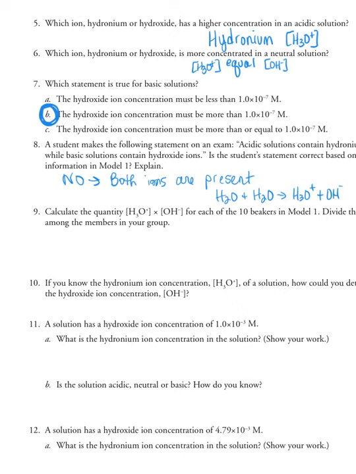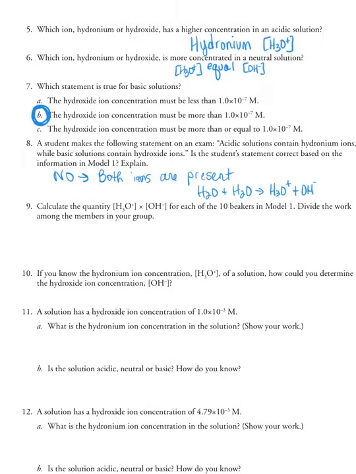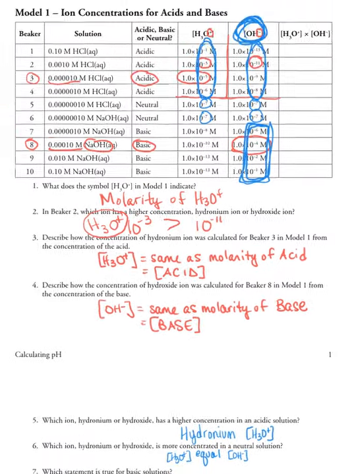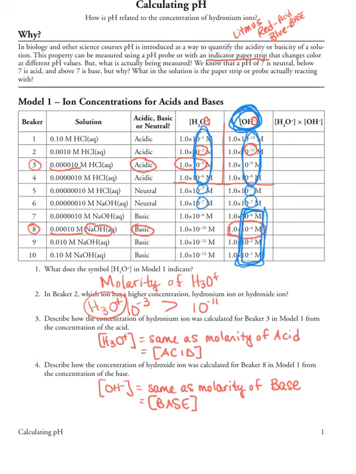All right, calculate the quantity H3O plus times OH minus for each of the 10 beakers in Model 1. It says divide the work among the members in your group. Well, luckily, you have me as your partner. But I want you to do this as well. I'm going to get rid of all my writing here because you need practice.